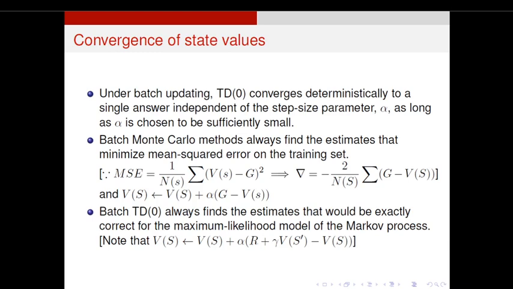Under batch updating, TD0 converges deterministically to a single answer independent of the step size parameter alpha, as long as alpha is chosen to be sufficiently small. This statement is very much clear from this definition. At the end of the last point I gave the state value updation formula in TD, that is V of s is updated by the initial V of s, or the current V of s, plus alpha into R plus gamma into V of s dash minus V of s.